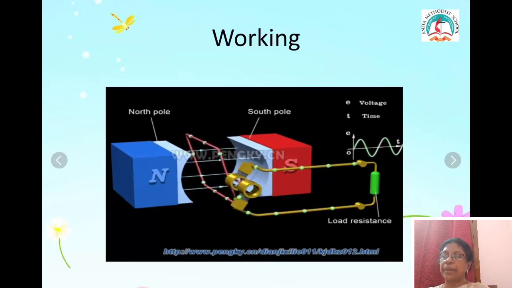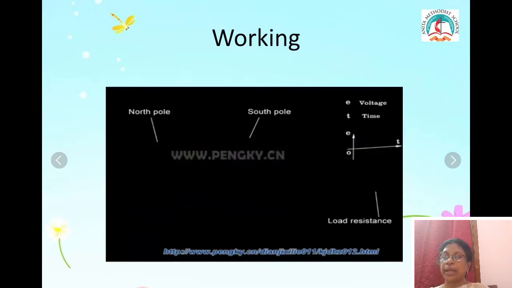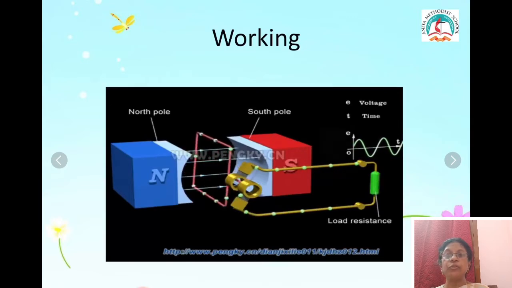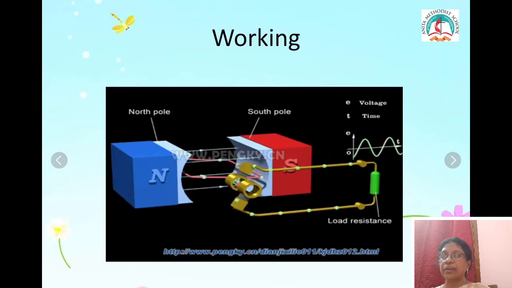This is a permanent magnet with concave poles. These are the two, north pole and south pole. And the magnetic field induces a current. The change in the magnetic field induces current in the coil, and it is received outside. Do you follow what I have explained about the generator? Yes.